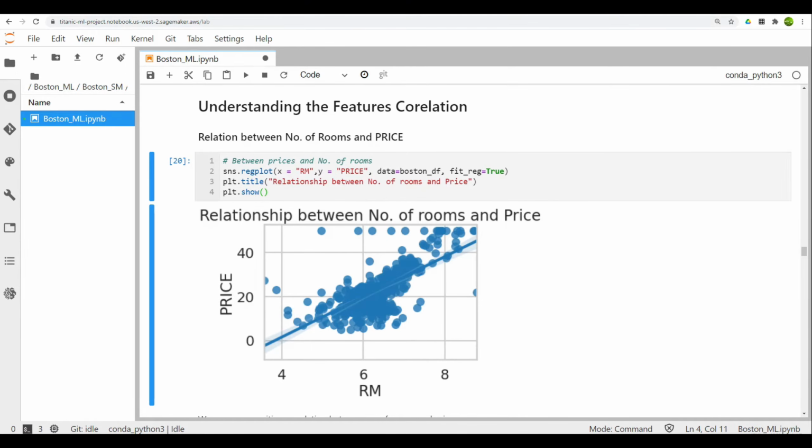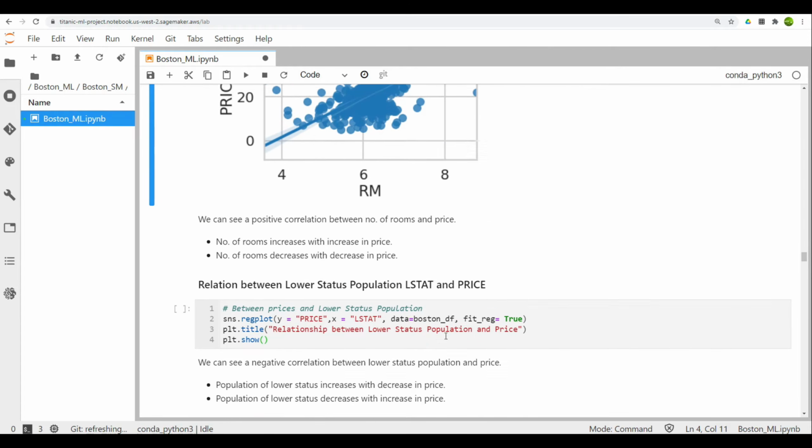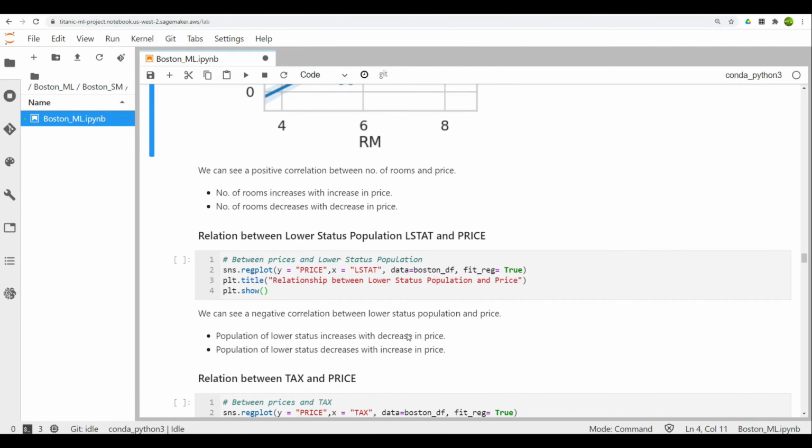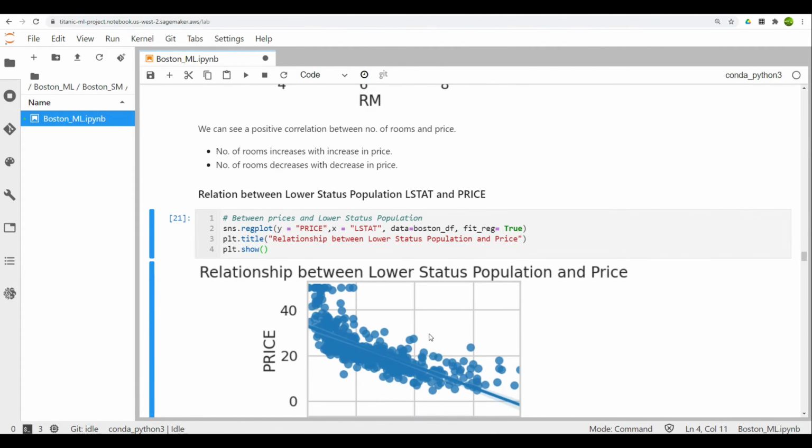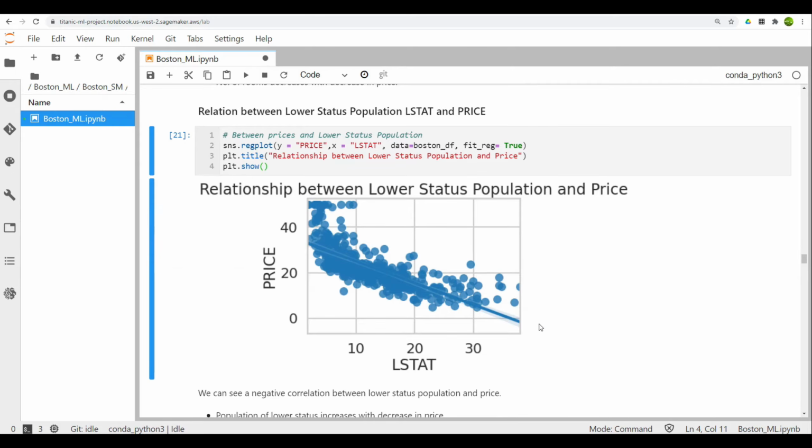Next, we will look for the relationship between the LSTAT, which is the percentage lower status of the population, and price. Here we can see a negative correlation, where when the price decreases, the lower status increases and vice versa.